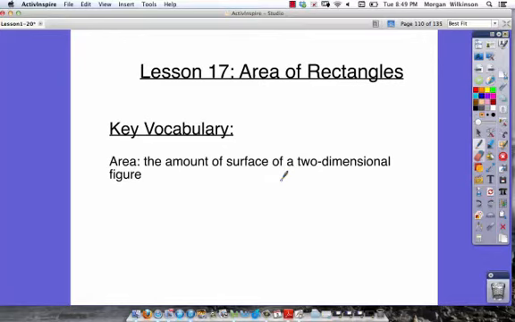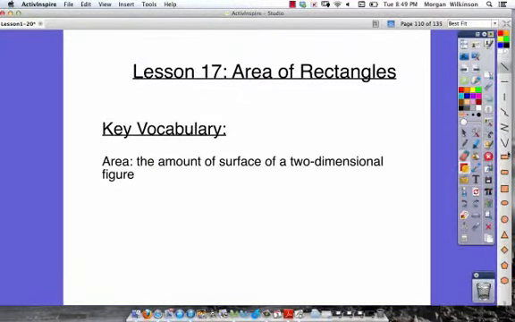Lesson 17 is about area of rectangles, and our key vocabulary word in this lesson is area. Get this into your notes. Area is the amount of surface of a two-dimensional figure. So, any two-dimensional figure we have, like a rectangle, we can figure out how much area it takes up.